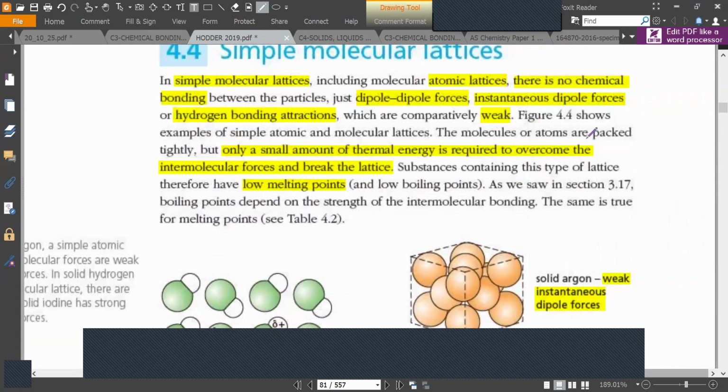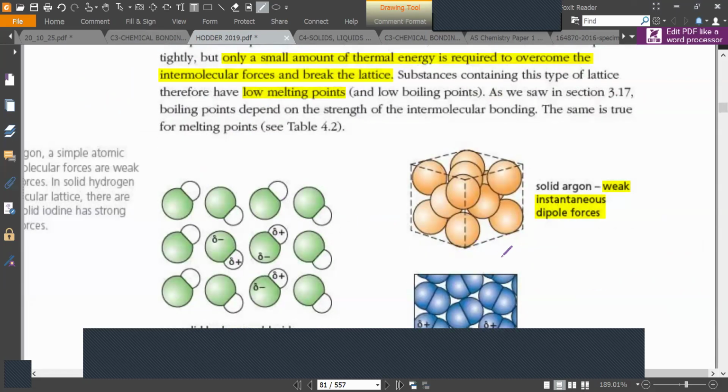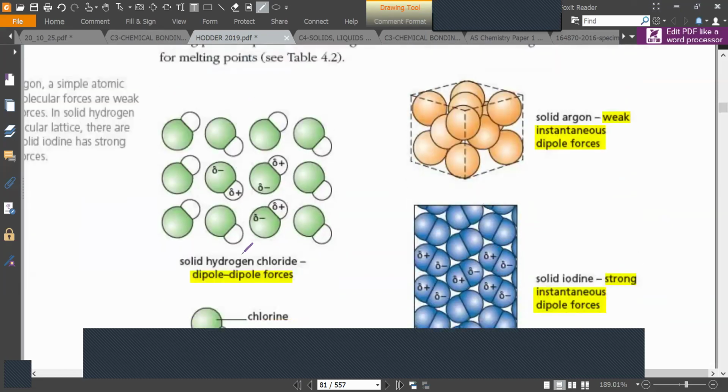Simple molecular lattice is made of simple covalent molecules, so no chemical bonding. It's just based on dipole, instantaneous dipole, and hydrogen bonding. It's quite weak. Example, hydrogen chloride, held by intermolecular forces, so it's quite weak. Even if it turns to solid, like ice, it has the hydrogen bonding, it's still quite weak.